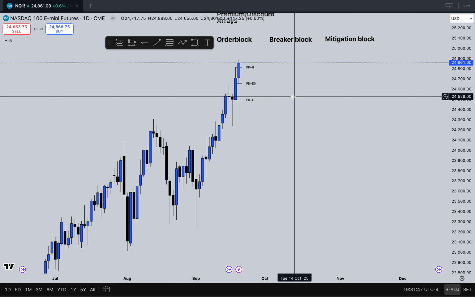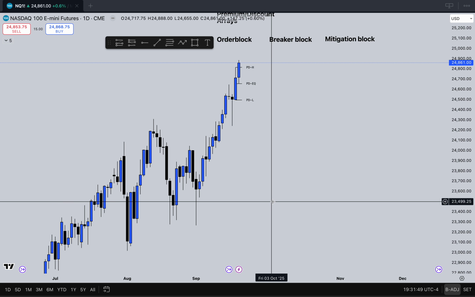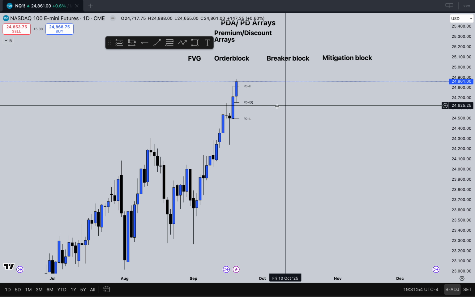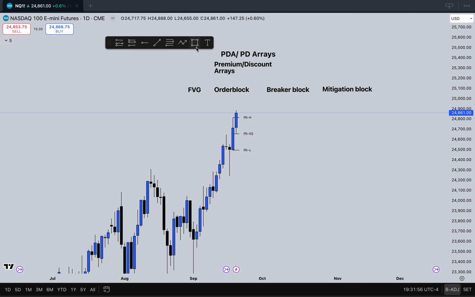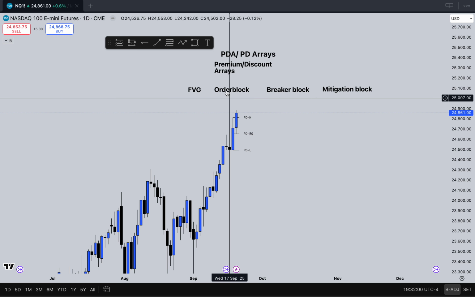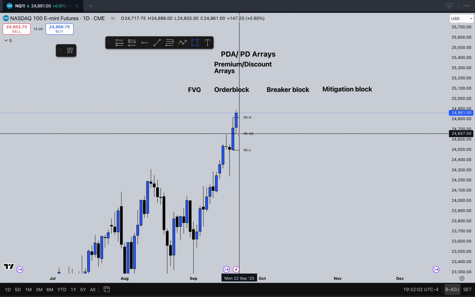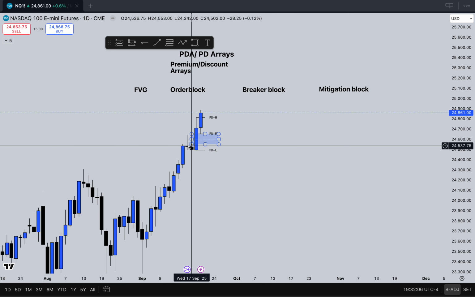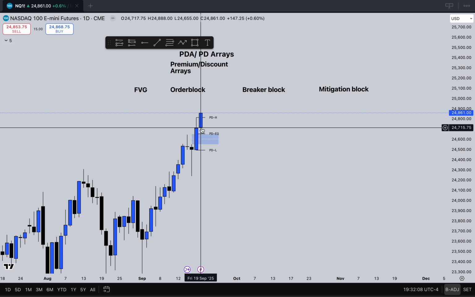It is 3 candles where the wicks of the first and the second don't overlap. So for example, we just created a fair value gap right here. Here's candle number 1, candle number 2, and candle number 3, right? These make a fair value gap because the wick of the first candle and the second candle don't overlap.